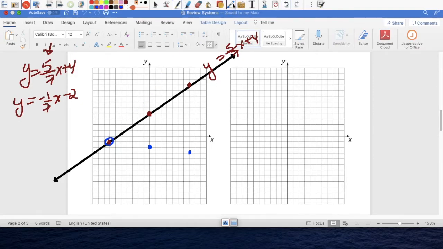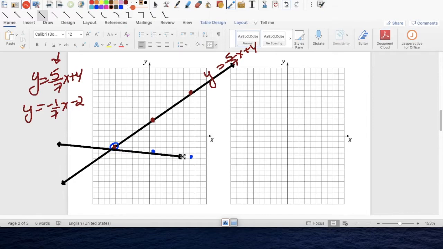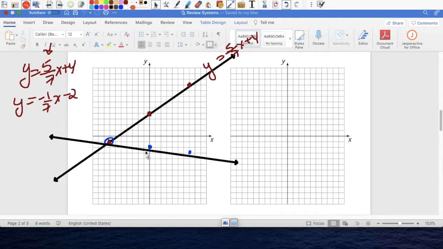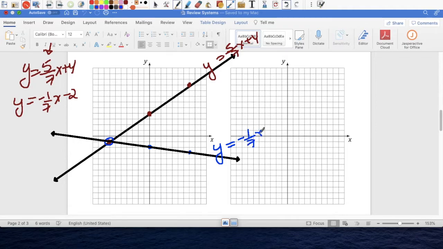That's where those two lines meet. All right, there we go. Give this line a name. And our point of intersection is right here, and the solution is 1, 2, 3, 4, 5, 6, 7, negative 7 to the left, and 1 down. There's my solution. So those two lines intersect at that point.